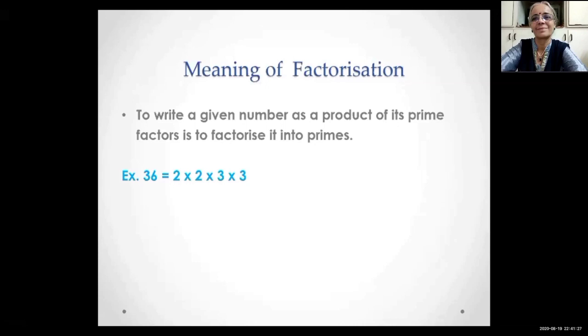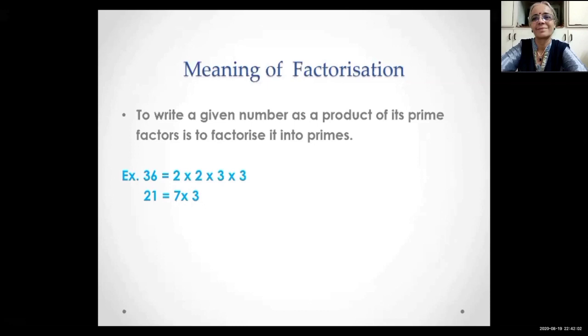One more example. 21 equals 7 into 3, and 7 and 3 both are prime numbers. So this is called factorization. To write a given number as a product of its prime factors is to factorize a number into prime numbers. So you all understand what factorization is.